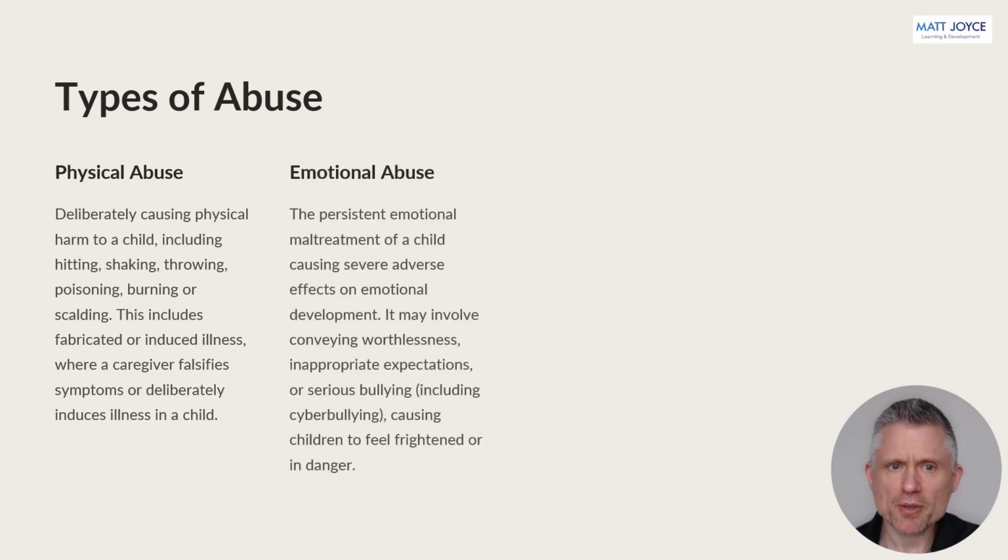Then we have emotional abuse. So this is the persistent emotional maltreatment of a child, causing severe adverse effects on their emotional development. It may involve conveying worthlessness, inappropriate expectations, or serious bullying, including cyberbullying. Again, the impact on the child is that the child will feel frightened or in danger.